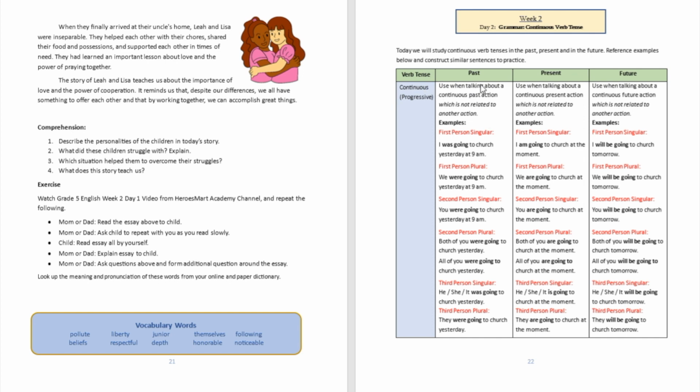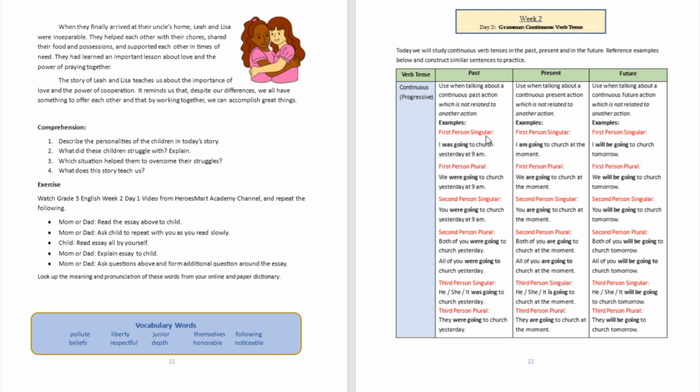So continuous, in the past tense version of continuous verb, you use this when you're talking about a continuous action that you did in the past, which is not related to another action. And it can occur in different forms. So you can have it as a first person singular continuous past tense, first person plural as a continuous past tense, second person singular, second person plural, third person singular, and third person plural. Alright, so let's look at examples right now.